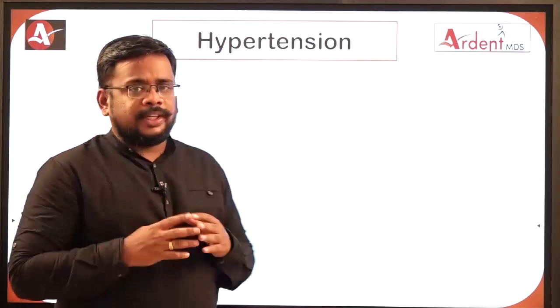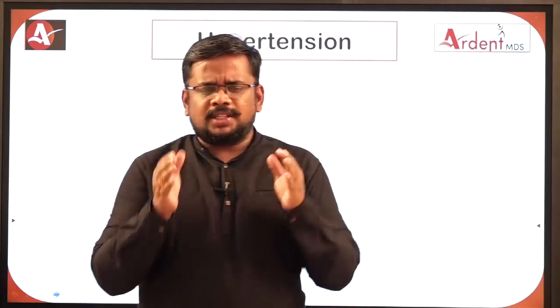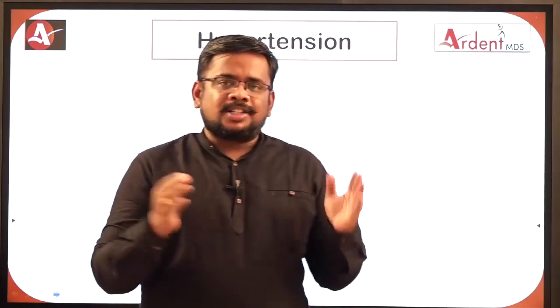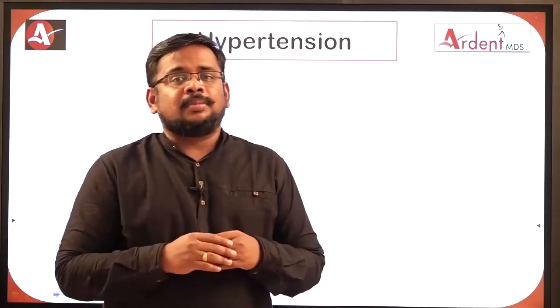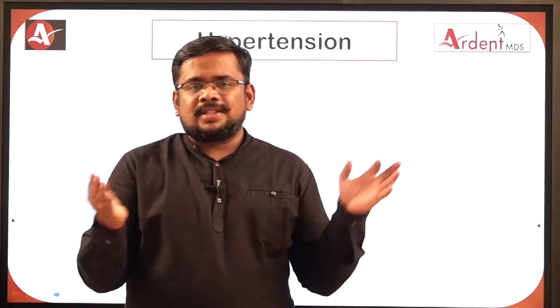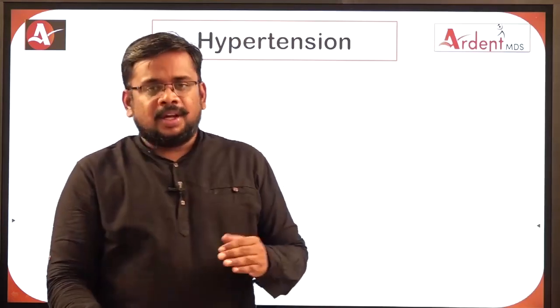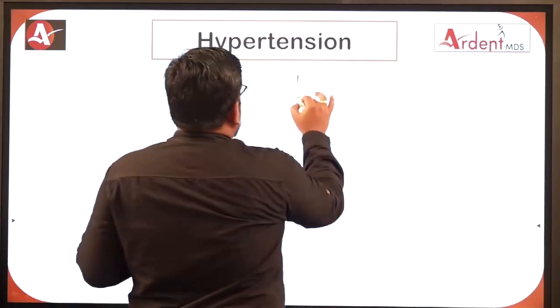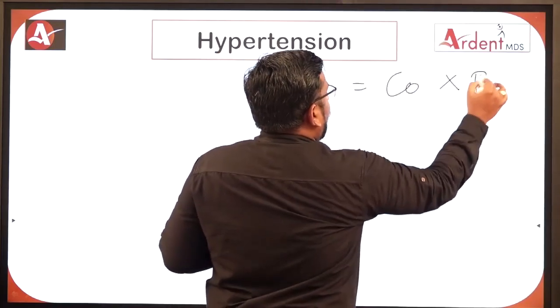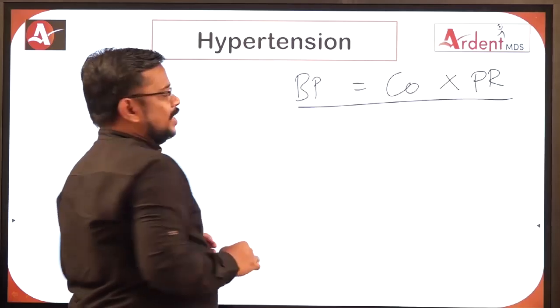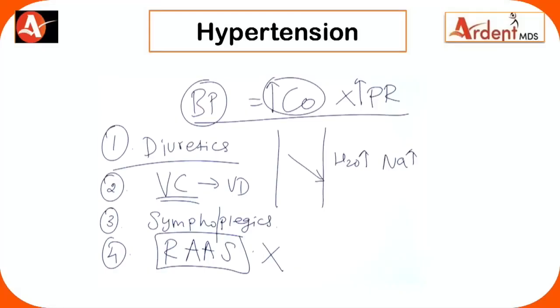Right. How do you treat these patients of hypertension? Very easy. Try to understand the concept behind the pathophysiology. Then you can remember the drug names and how they work. All these are very easy if you understand the basics. Blood pressure is determined by cardiac output times peripheral resistance. So either an increase in cardiac output or an increase in peripheral resistance increases the blood pressure.